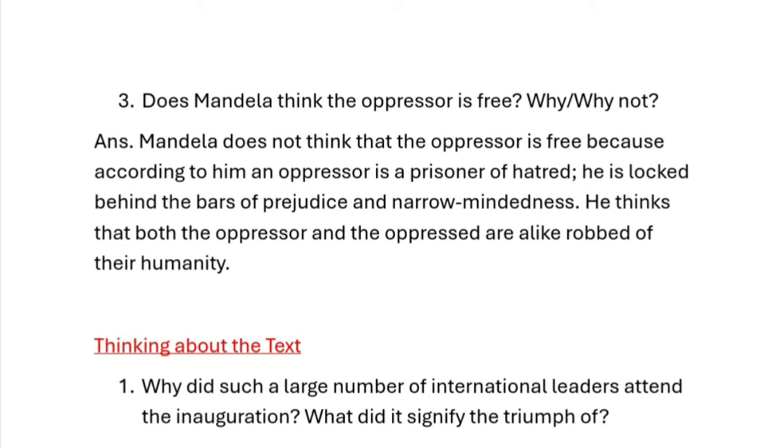Third one, does Mandela think the oppressor is free? Why not? Mandela does not think that the oppressor is free because according to him, an oppressor is a prisoner of hatred. He is locked behind the bars of prejudice and narrow-mindedness. He thinks that both the oppressor and the oppressed are alike robbed of their humanity.